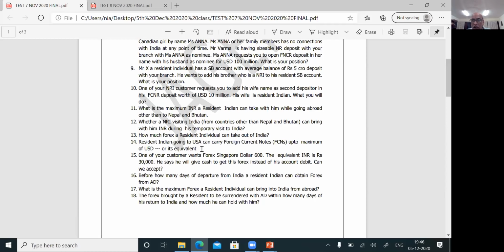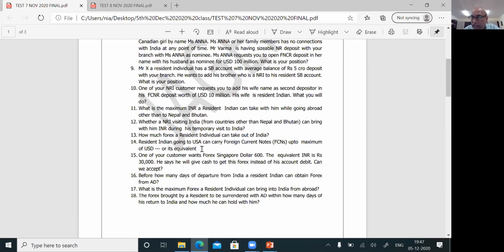So the question is, how much forex can a resident individual take? It is as permitted by the RBI under the liberalized remittance scheme. Today it is 2,50,000 US dollar. Beyond that, if he wants to carry, then prior permission from the Reserve Bank of India has to be obtained. So today, without RBI's prior permission, as applicable to the LRS, a resident individual can take forex abroad. What is the maximum today? 2,50,000 US dollar in a financial year. If he wants more than that, he can take permission from Reserve Bank of India.